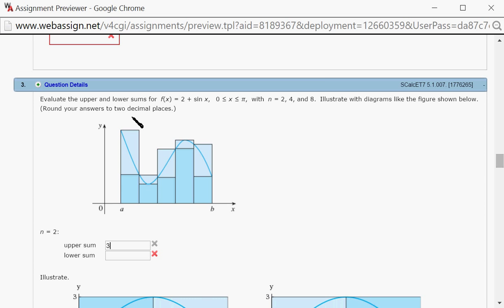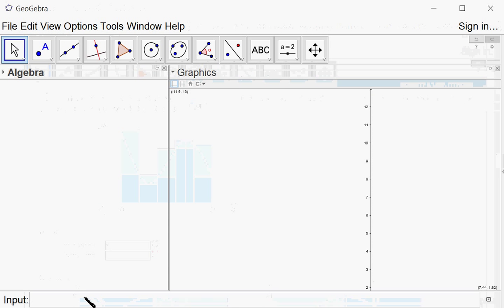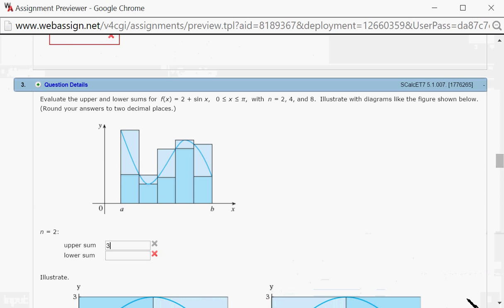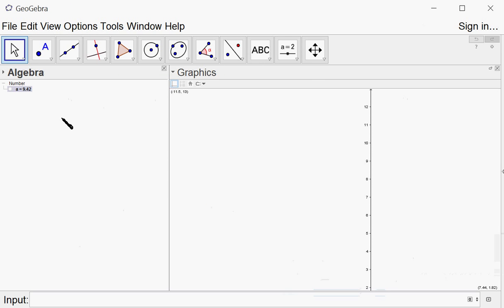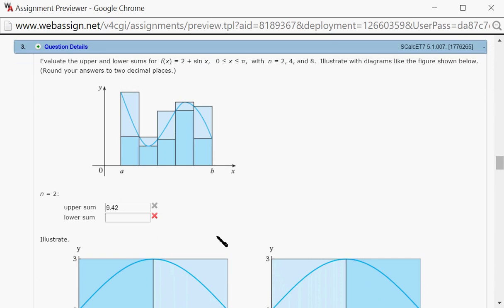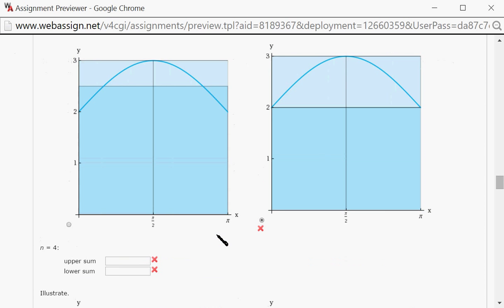Actually, it says to round the answer to 2 decimal places. Okay, so I have to go here. If you do 3 pi and hit enter, it was 3 decimal places? Hold on, I'm going to go back, and 2 decimal places. So we actually have it right there. It's 9.42, so I'm going to type it in. This is 9.42.